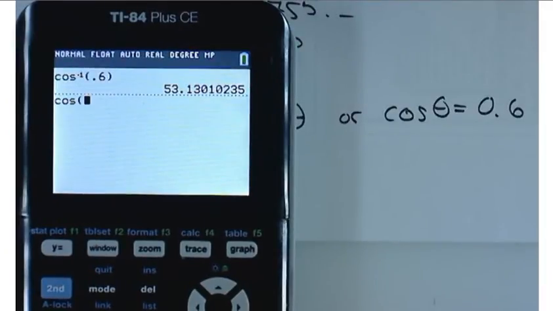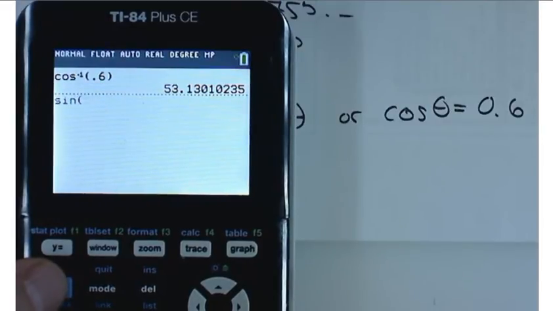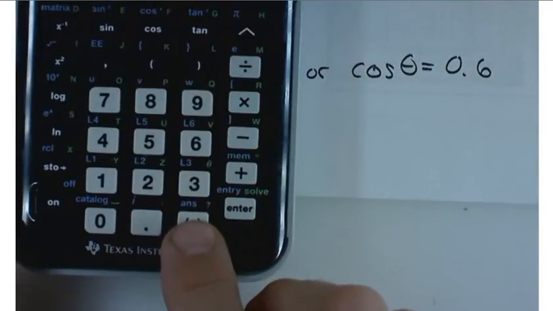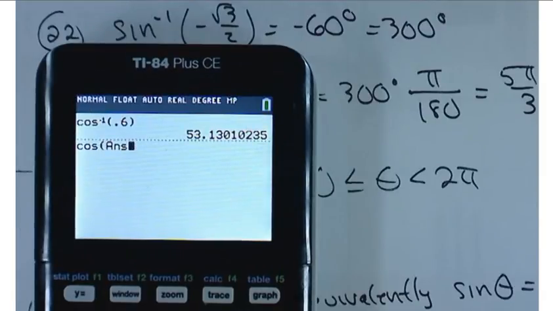Hit the cosine button. Now hit the second button and then the enter key. Whoops. No, not the second button. No, let's see. Sorry. Second answer. So cosine, second, and then the answer key, which is right here. That's going to take the cosine of your previous answer. That should give me exactly 0.6. Nice.